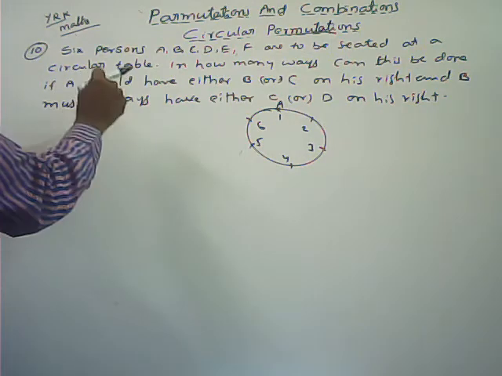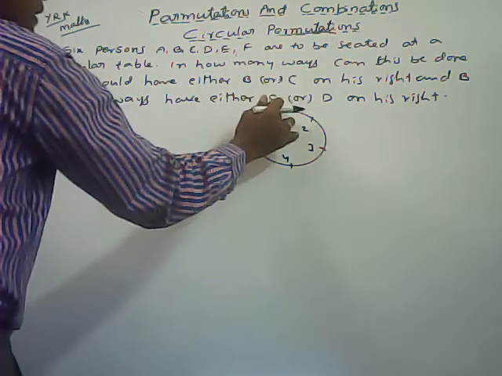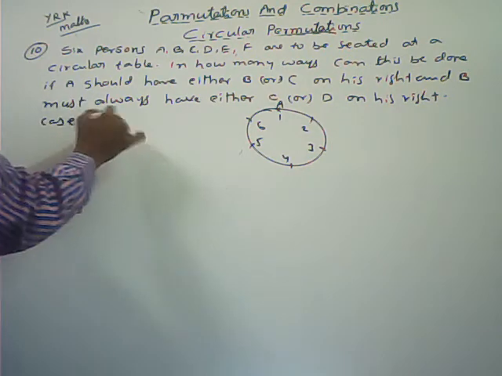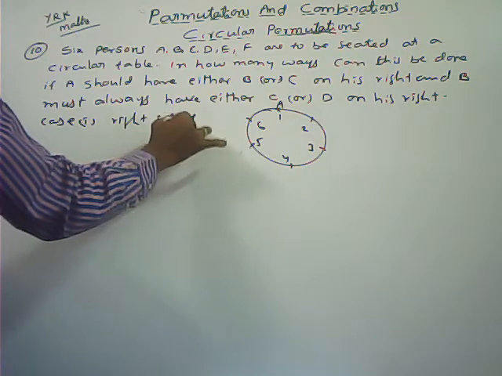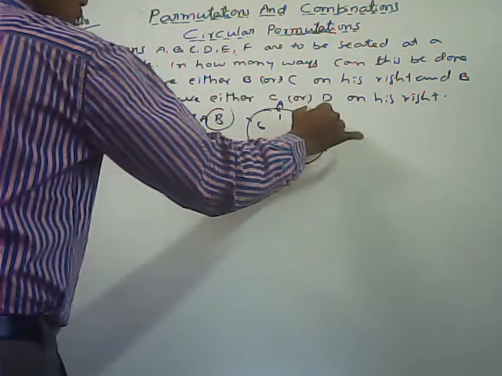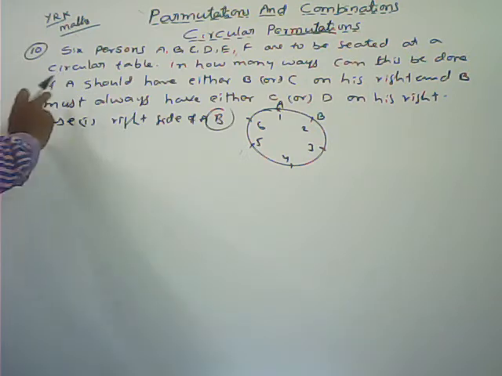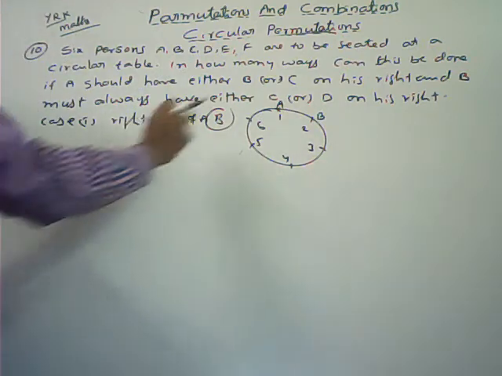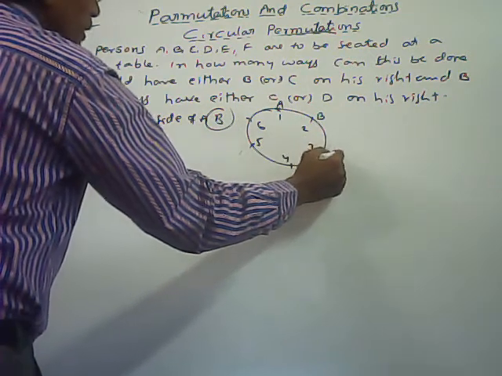A should have either B or C on his right. Case 1 I am taking: on the right side of A, B is sitting. So in number 2, B is fixed. First I am taking B. On his right, B must always have either C or D. Here we can keep either C or D.